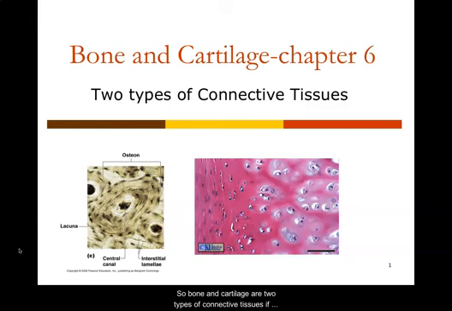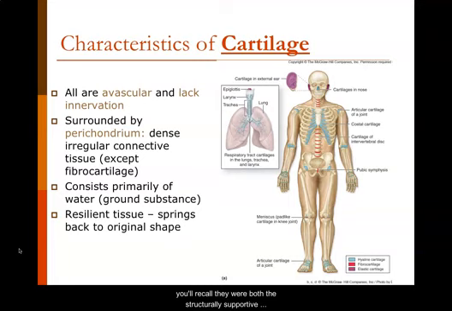So bone and cartilage are two types of connective tissues. If you recall, they were both the structurally supportive connective tissues of our body. We're going to start with cartilage.